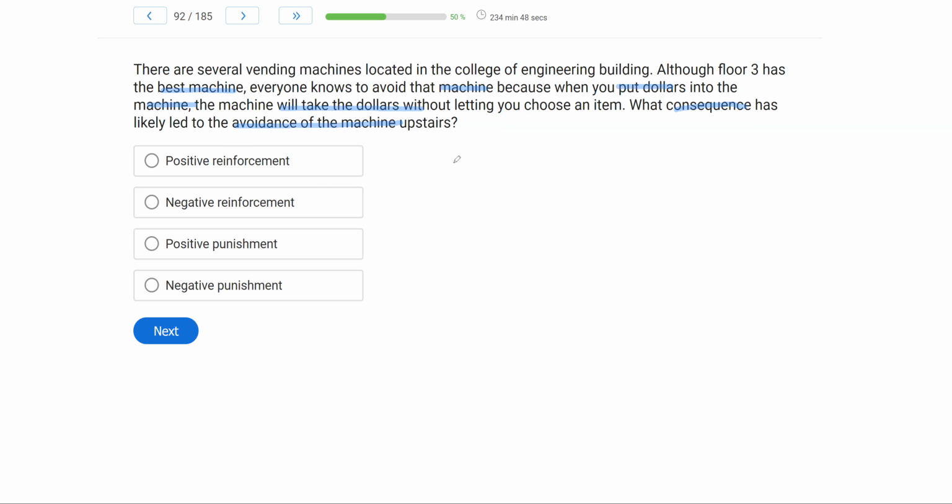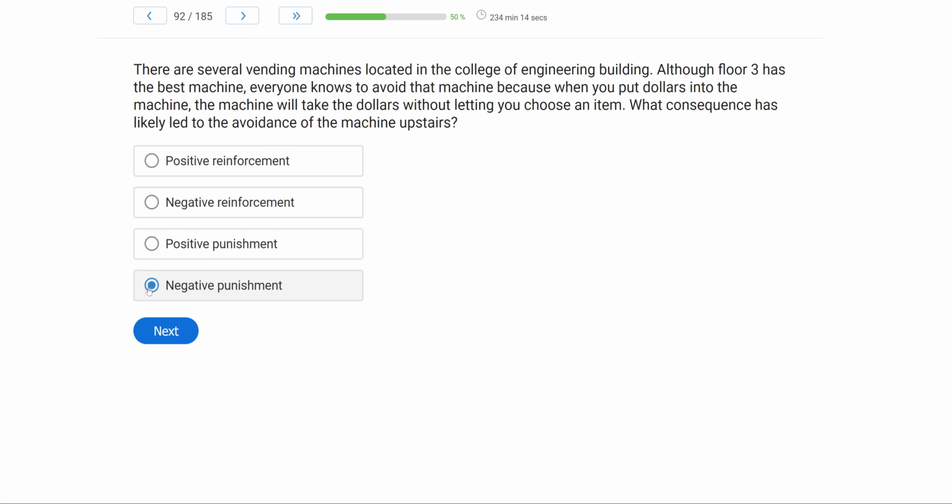See the machine, put your dollar in. The consequence is the machine takes your dollar, and you don't get anything in return. Your dollar is removed, it's gone. So the consequence that likely led to the avoidance of the machine upstairs is not positive or negative reinforcement, right? Because visiting that machine decreased in the future. And it isn't positive punishment, right? Because the consequence was the removal of the dollar. So it has to be negative punishment. Negative because the consequence was removal, and punishment because the behavior decreased.